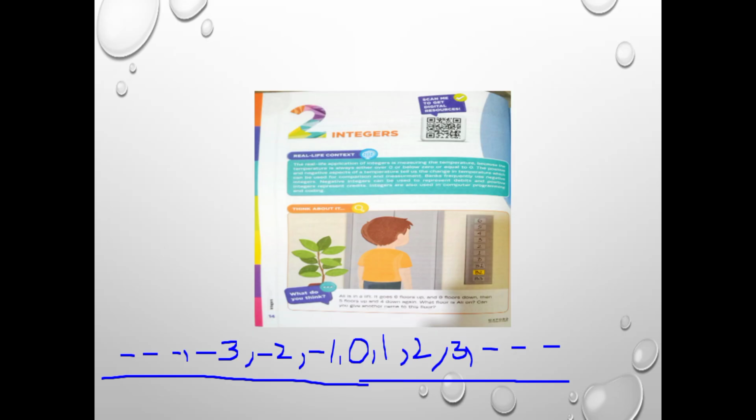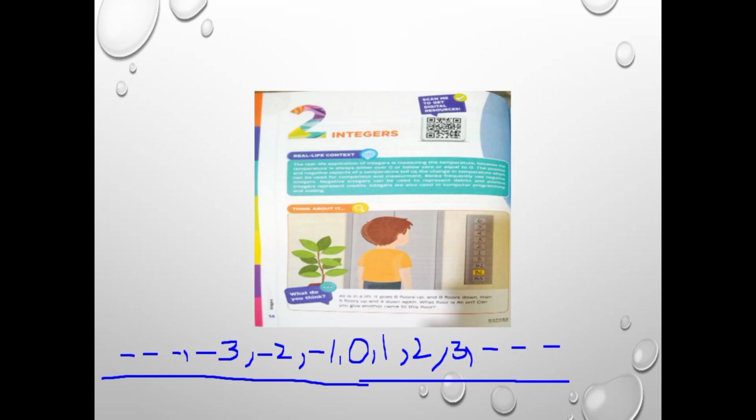If temperature drops below zero, we use a negative sign, minus. So -5 degrees Celsius means 5 degrees below zero. On the number line, -1, -2, -3, -4, -5, moving left, represents colder. Let's understand it with the help of another example.